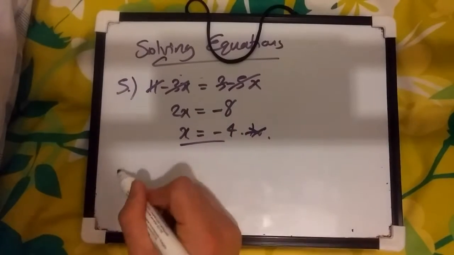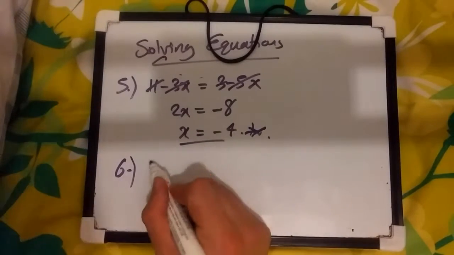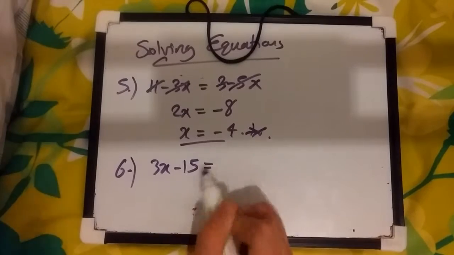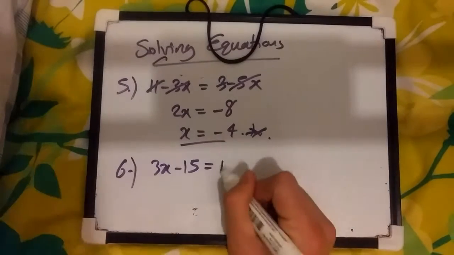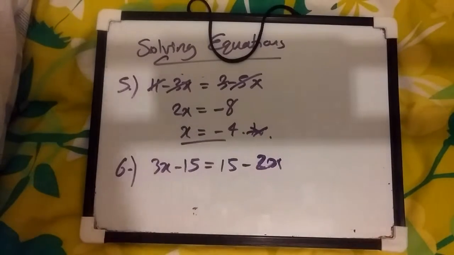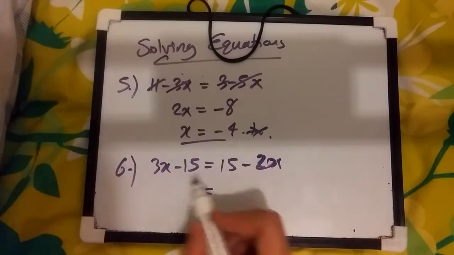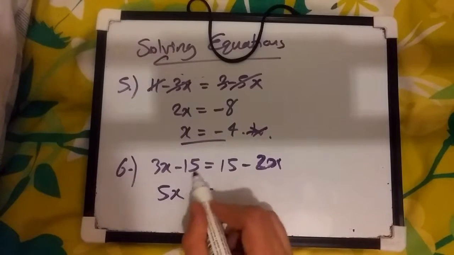Boom. Dead easy. Number 6. This one is 3x take away 15 equals 15 take away 2x. They're trying to kind of mess with you now. Same process. Add 2x across, and you get 5x minus 15.